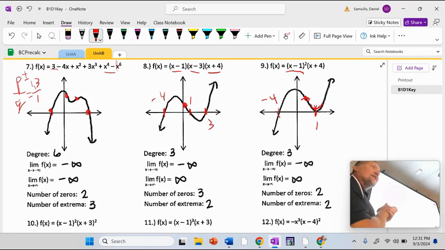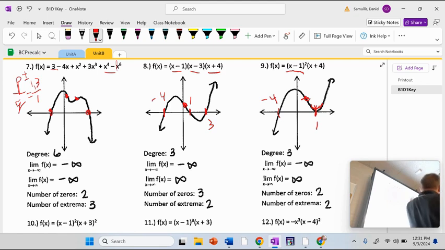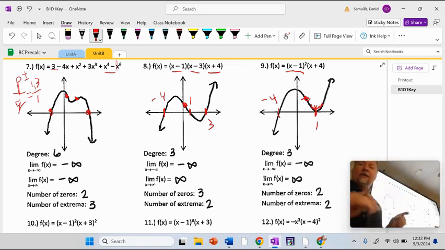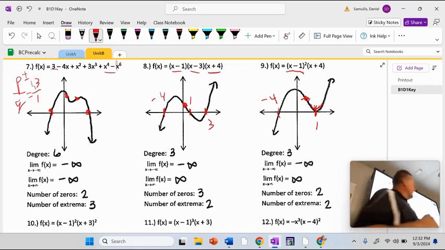Everyone else good on all the other stuff? Leading coefficient -1. If I foiled this out, it'd be 1. If I foiled this out, it'd be 1. Actually, we talked about that from our first one. Okay? All right, do the next 6. Hopefully you go fast on those. And then we'll call it.